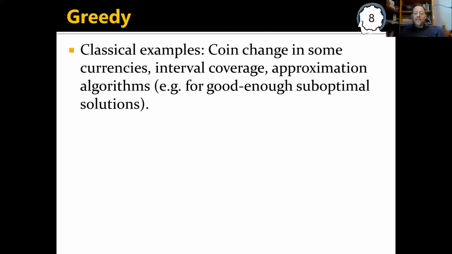So some classical examples are coin change. However, not in every possible currency, but if you have certain currencies, then we have this. For example, the standard ones like 1, 5, 10, and so on. If you have that kind of currency, then you can always make the greedy choice of taking the largest denomination of the available ones, and then you will get the smallest number of coins.